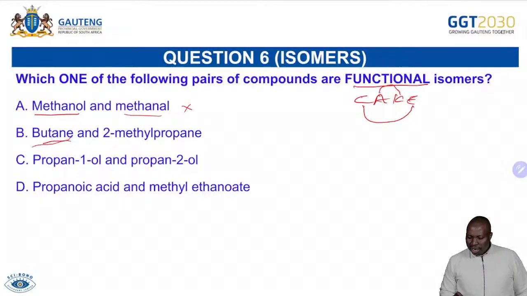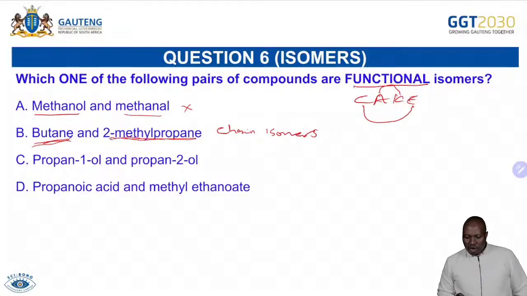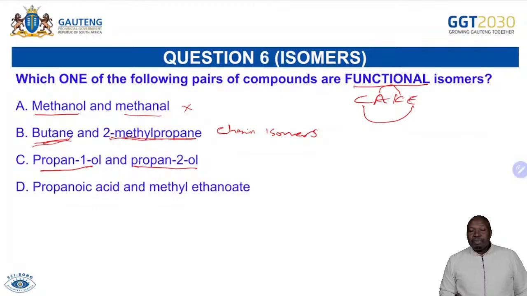We have a butane, alkane, and another. These 2, butane and 2-methyl propane, must be chain isomers. They have different types of chains. You can see this one is unbranched, this one is branched. So this must be chain isomers. And then you have propan-1-ol and propan-2-ol. This must be positional because we are changing the position of the OH there. So this is positional isomers.